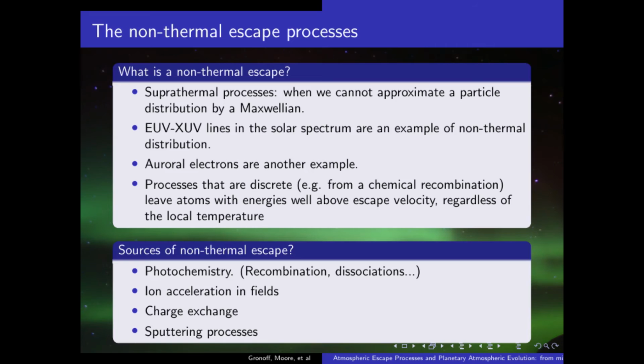For example, extreme UV and XUV lines in the solar spectrum are non-thermal distributions. Auroral electrons are another example of non-thermal distribution. So we have discrete processes that can leave atoms and molecules with energies well above the escape velocity, regardless of the local temperature. Those are non-thermal escape processes. They have different sources. For example, the photochemistry, the ion acceleration in fields, charge exchange, sputtering processes, and so on.